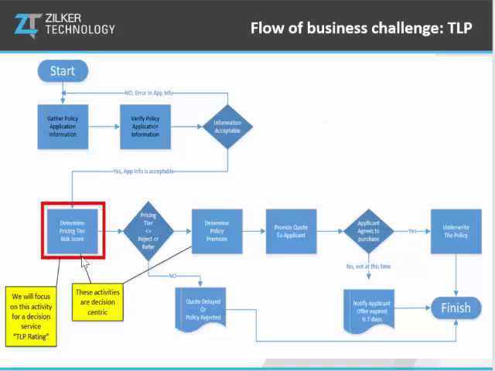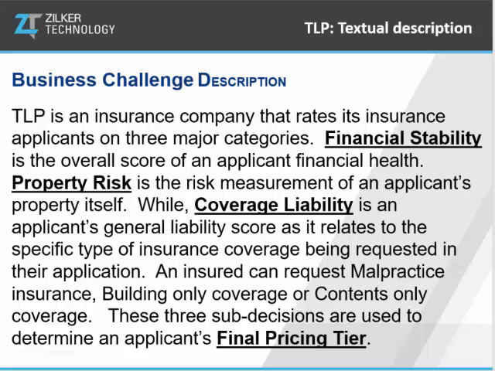And somewhere in the process, we're going to have an activity. We call it determine pricing tier risk score. It's typically a very good decision service area because let's look at the textual interpretation of the TLP challenge. Let's review it like this.